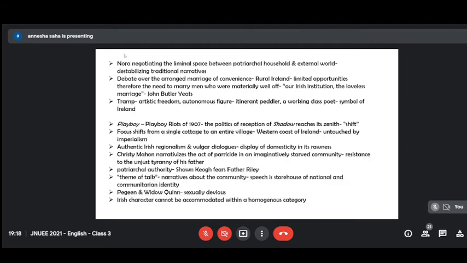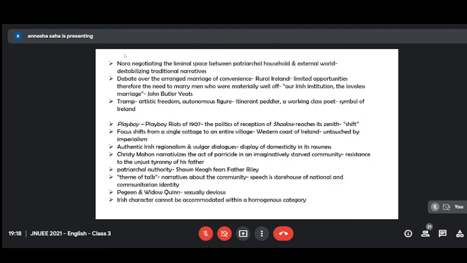And also there is this one figure called Sean Keogh, who is slated to marry another woman. When Christy arrives in the village, Pegeen takes to Christy, and Sean feels alienated. But Sean provides a foil to Christy, because as opposed to Christy, who defies all patriarchal tyranny and authority, Sean is subdued by patriarchal authority. Here, patriarchal authority, in the case of Sean, comes to be the Roman Catholic Church.